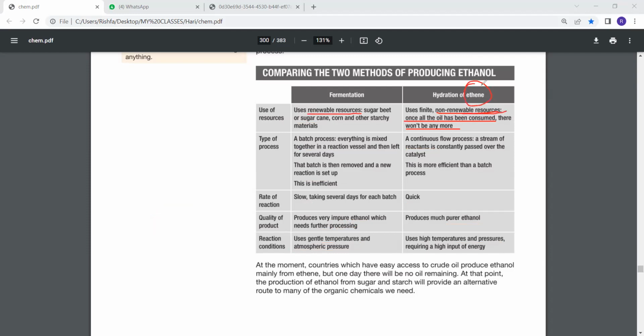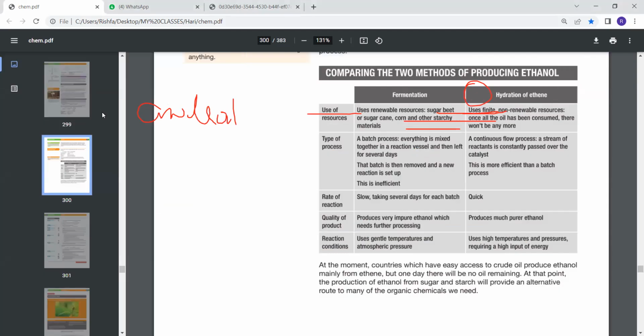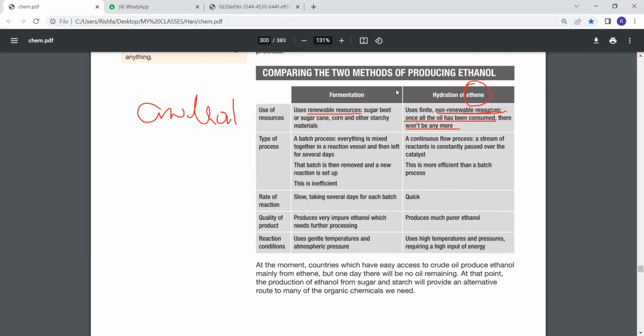Not only ethene, all the crude oil, natural gases, all the fossil fuels are non-renewable resources. Once that's done, that's it. If all the diesel or petrol is over, we have to find an alternative.